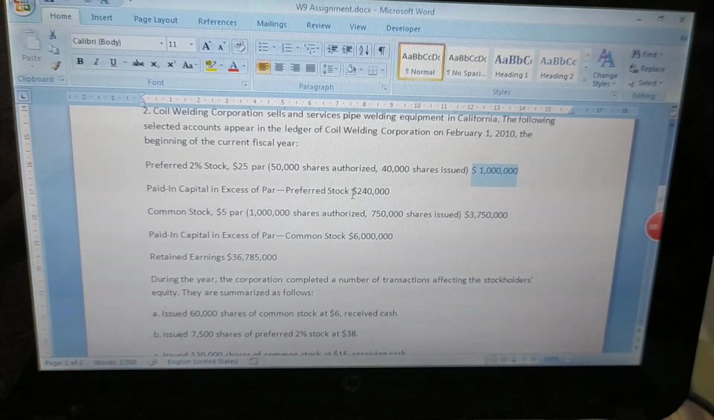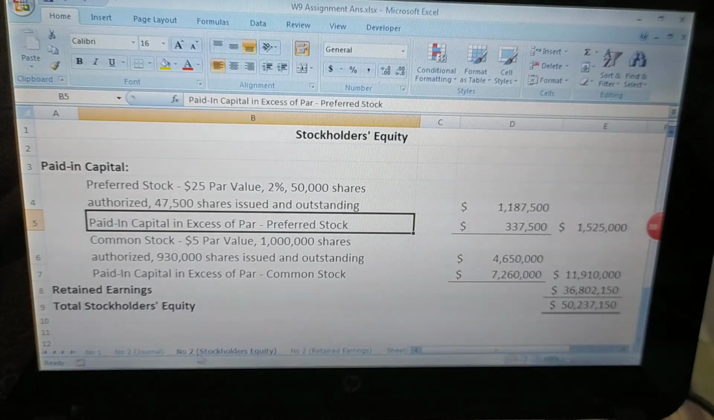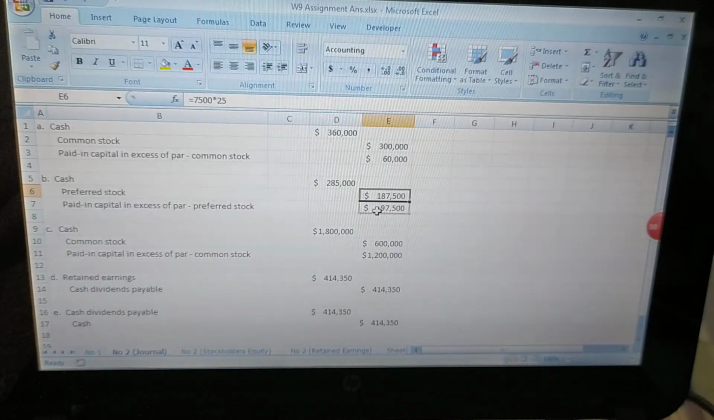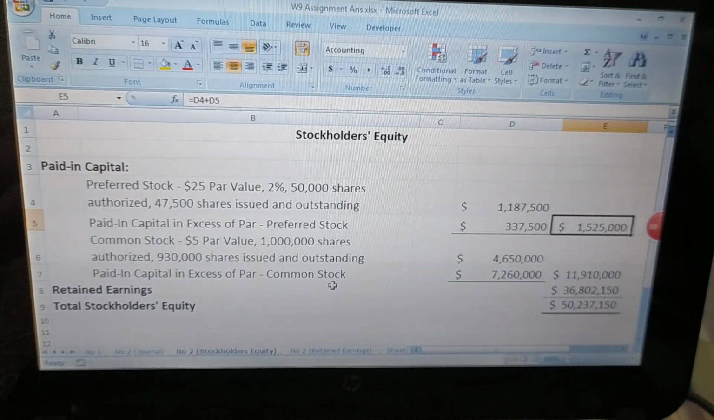And then for the paid-in capital in excess of par, preferred stock, still the same. You get it from the data, $240,000. You sum it with the journal entry 97,500. So you get 337,500. And then you sum it with the preferred stock, you get 1,525,000.